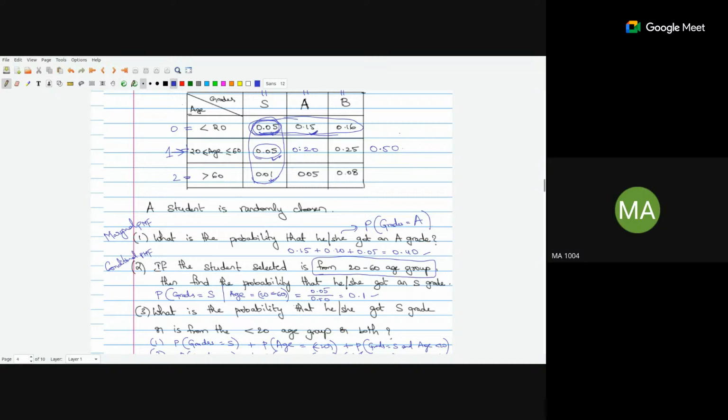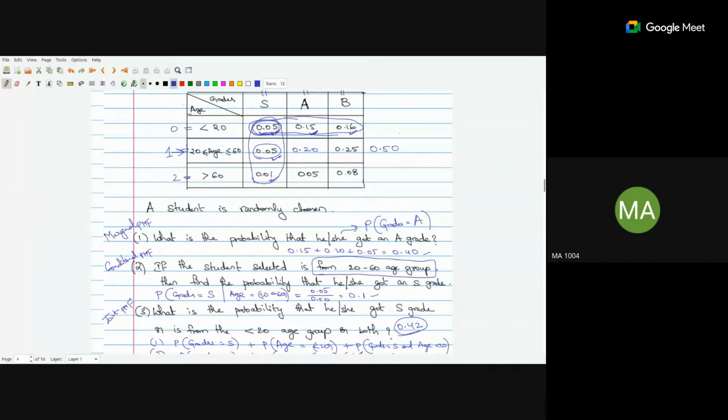This 0.15 comes in the age less than 20. I have to add that. And 0.16 comes in the age less than 20. And the remaining 4 will not come in any of the possible cases. So they neither got S grade nor are from the less than 20 age group. So you can also do 1 minus of, you just subtract these things, you will get the same value. So if you add that, what is the answer? 0.42.